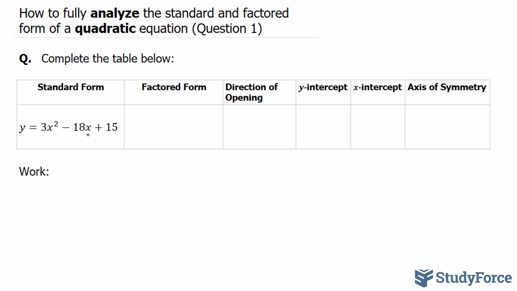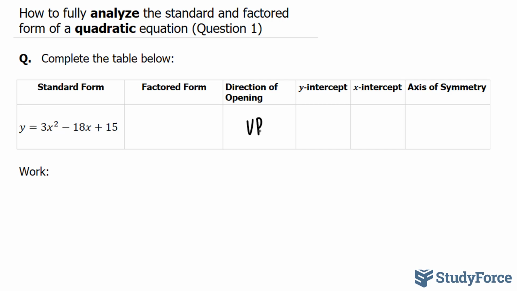The easiest of these 5 things that they're looking for is the direction of opening. To find the direction of opening, you have to locate the a term in your equation. In our case, the a term is 3x squared. Notice that 3x squared is positive, and because it's positive, it's going to open upwards. So we're going to write down up. If it were negative, it would be down.